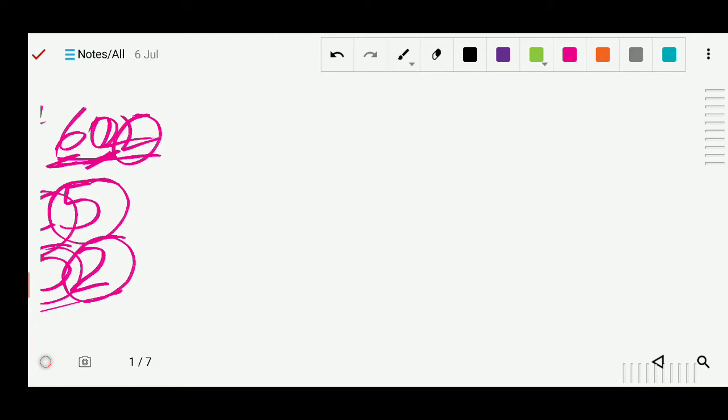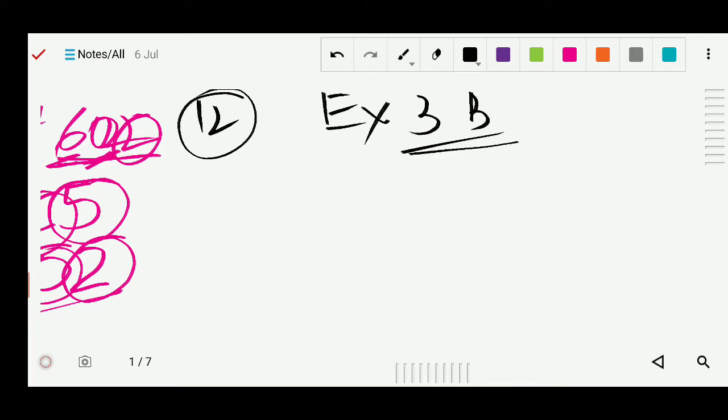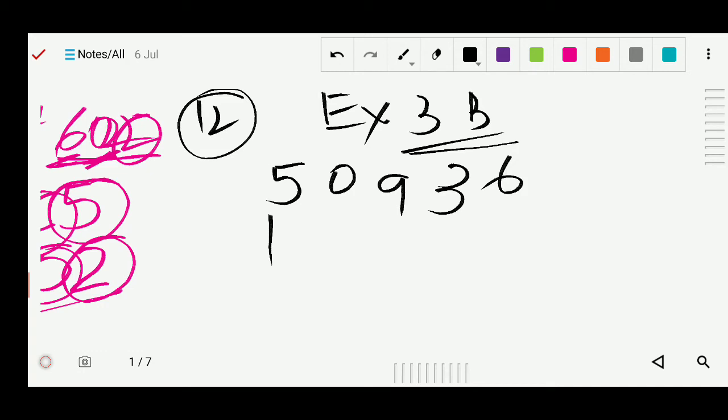Okay, so next one more question we will solve from exercise 3b. Question number 12 of exercise 3b we will solve, which is 50,936, then 16, then 2, 6, 7, 5.